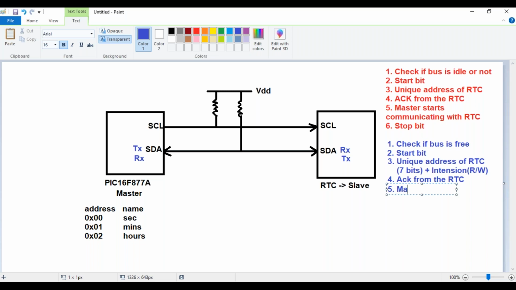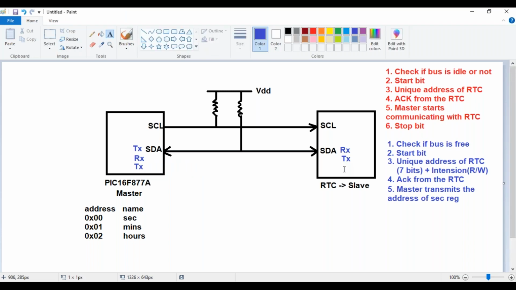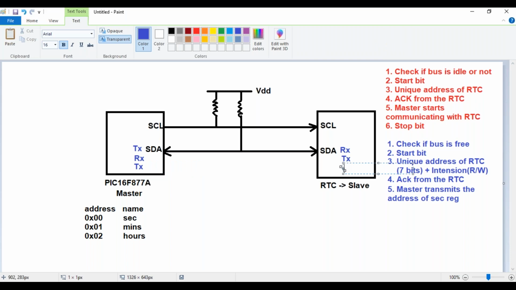So, the master transmits the address of the second register. Master is going to transmit the address of the second register. So in this case, master is the transmitter and slave is the receiver.